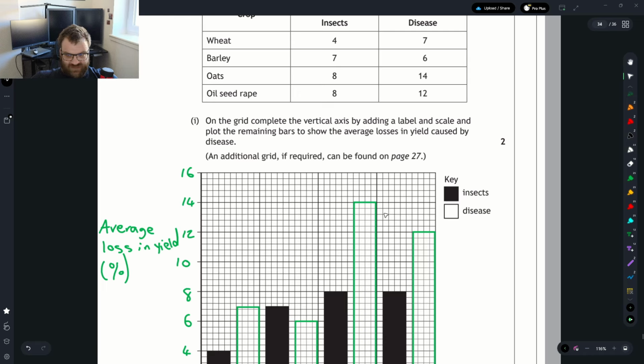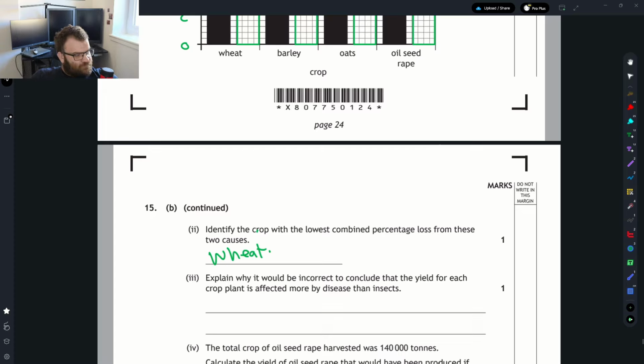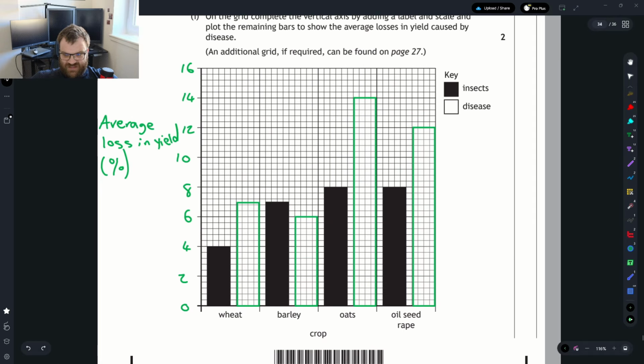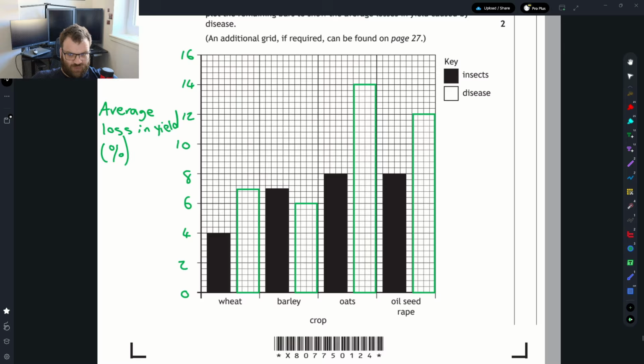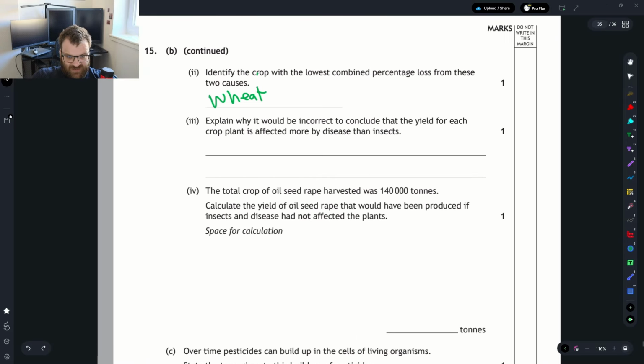So we want the lowest combined percentage loss from the two causes. We want to just add the two of them together. So we get 11, 13, 22 and 20. Lowest would be wheat. Wheat would be our answer. So it's incorrect to say that each crop is more diseased than insect. Well, which one has it the other way around? Barley is more affected by insects. So it's the other way around. Barley more affected by insects.